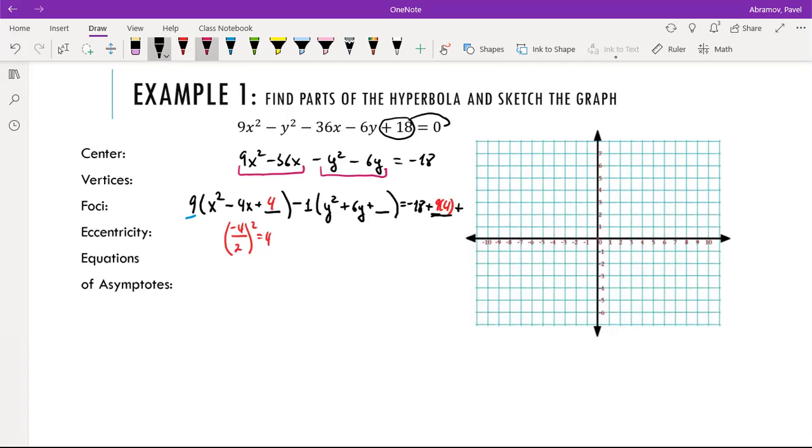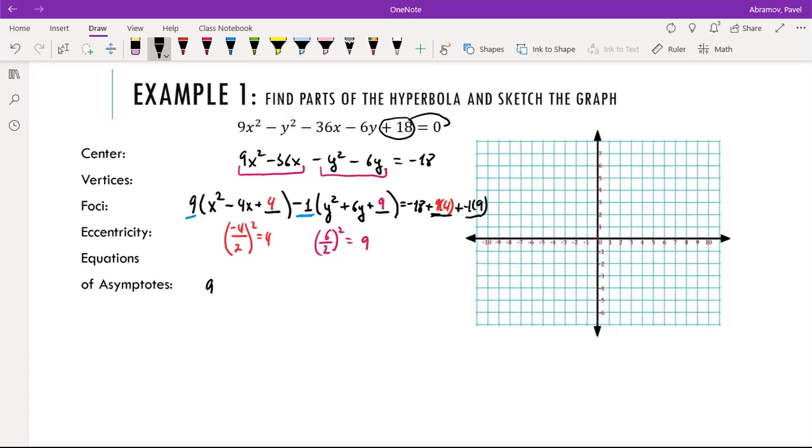And then for the second parenthesis, we'll have 6 divided by 2 squared, which is 9. So we're going to add 9 in the parentheses. But once again, remember that it's on the right side. Imagine that you're taking this -1 and distributing it inside. Therefore, we're going to be adding -1 times 9. Okay, now let's complete the squares. Well, the squares are complete.